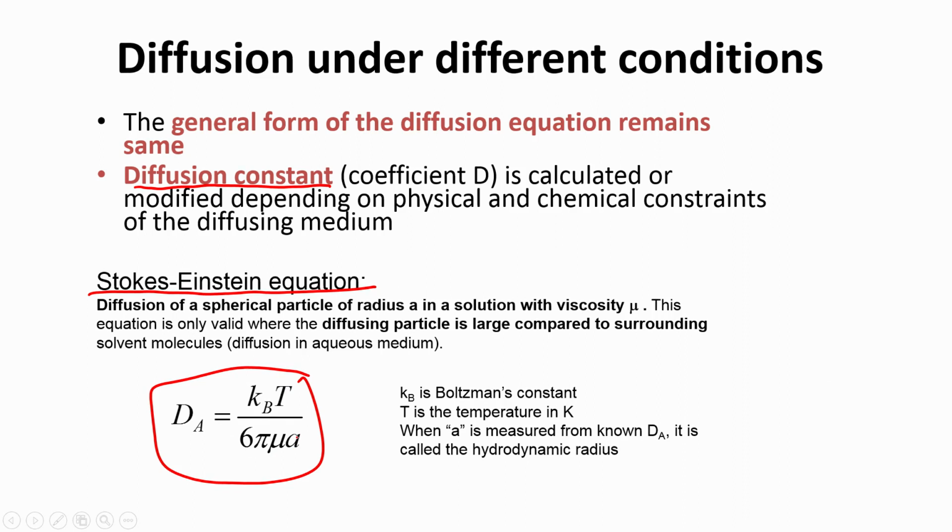This equation is only valid if the diffusing particle is large compared to the surrounding solvent molecules. For all drug delivery applications, the surrounding molecules are essentially water, which is fairly small, and most of our drugs are going to be much larger than water. So, we can use this Stokes-Einstein equation in cases where the viscosity of the water is changing due to some solvents.